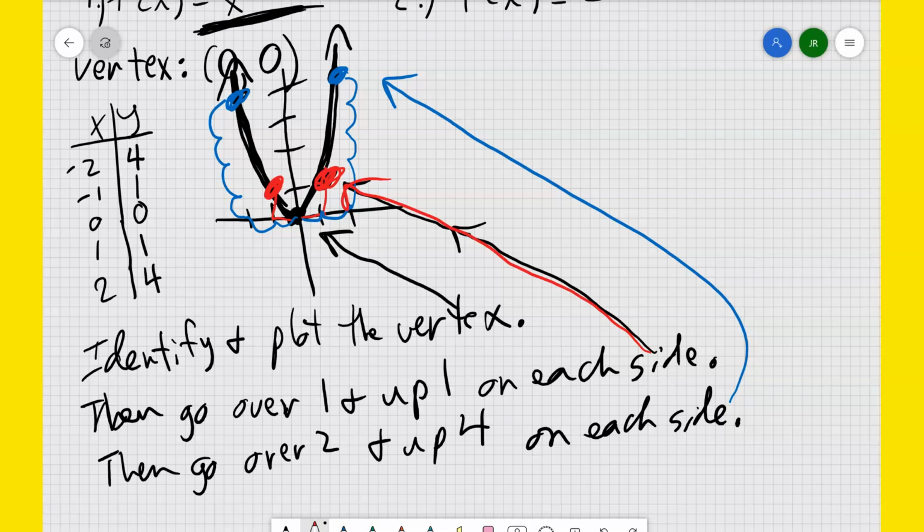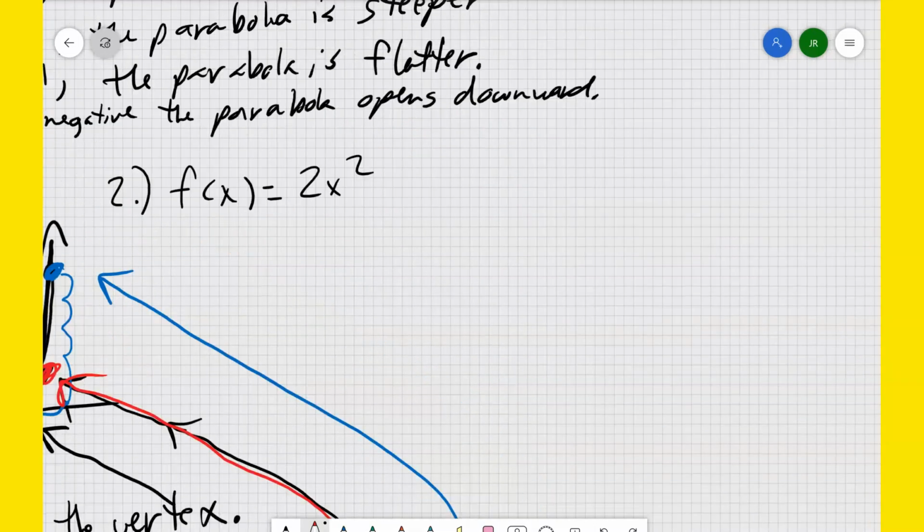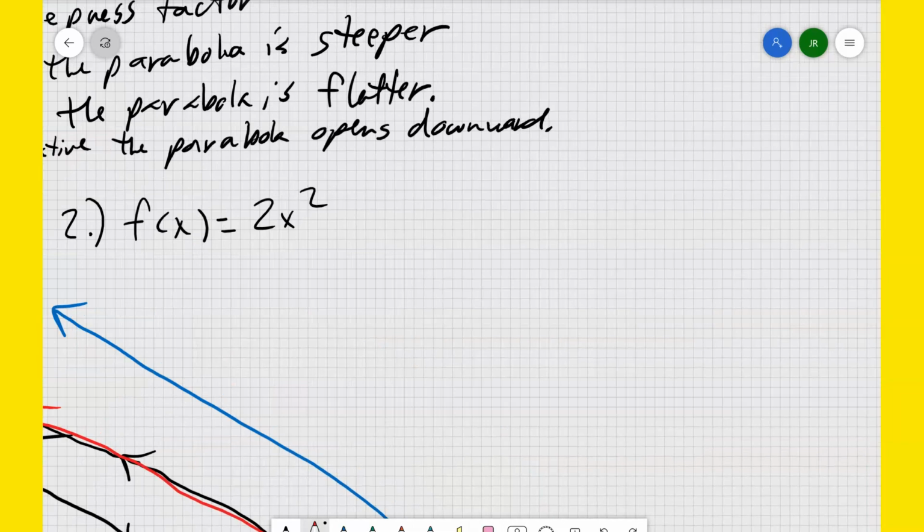every time. Now I'm going to add one more thing in there. Not yet, but I will in a second. But that's what you can do every time. Let's do this next one.